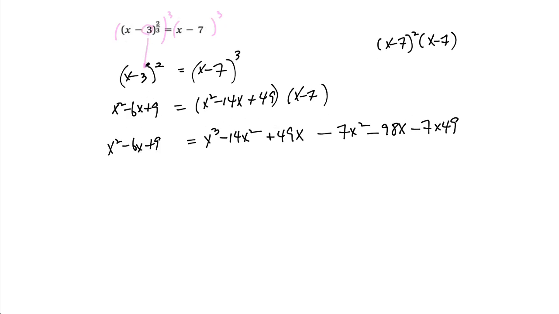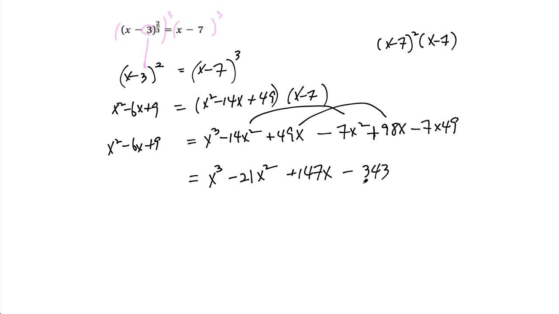Okay, so I made a mistake in copying the 3 to 2, so I fixed it here. And also, I think I made a mistake here. Double negative should give you positive here, okay? So now let's collect the like terms. So if you collect these two, you get minus 21x squared. If you collect these two, okay, I get that, okay?